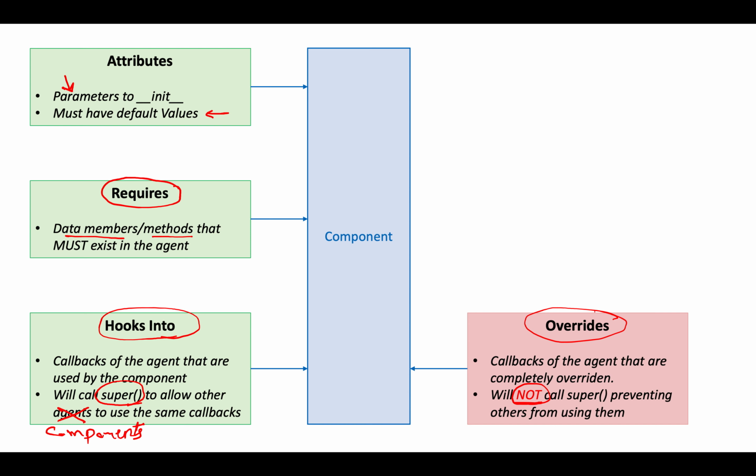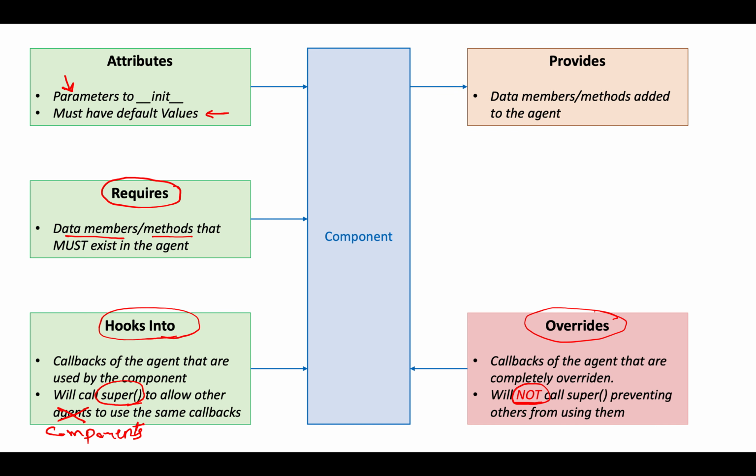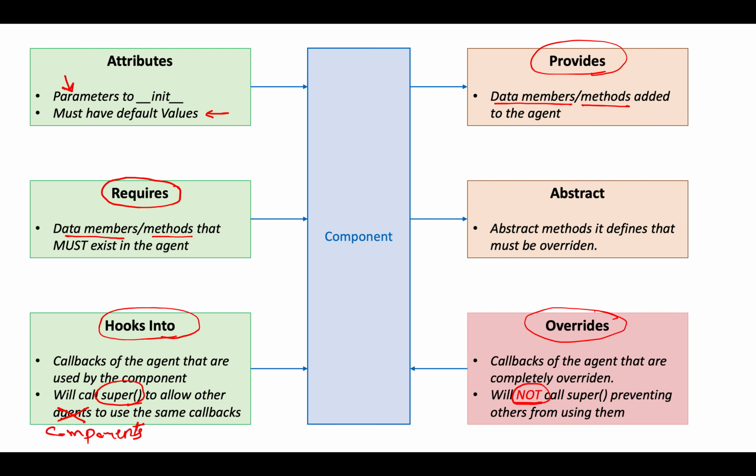Okay, that's how components can have access to what's happening in the world and deciding what to do. Based on that, they provide either data members or methods that other components and the main agent can use. That's always described in the provides section. Finally, each component type can define a set of abstract methods that any class that inherits from this component, so any specific implementation of this type of component, must implement.